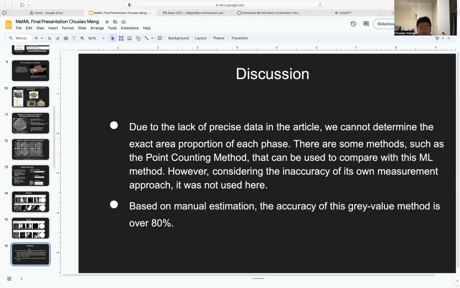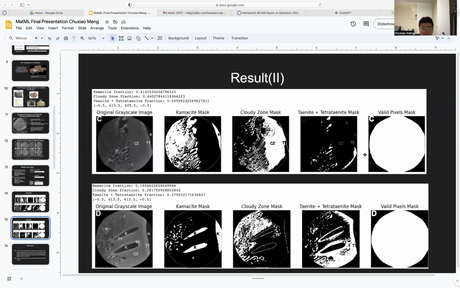In this part specifically, because we don't have the precise data in the article, we cannot determine exactly the area proportion of each phase. There are definitely some methods, such as the point counting method, that can also estimate the phase fraction. But because those methods are still not very precise, we didn't apply them here and make comparisons. So just based on manual estimation, the accuracy of this grey value method is over 80%, as you may see from the result part.